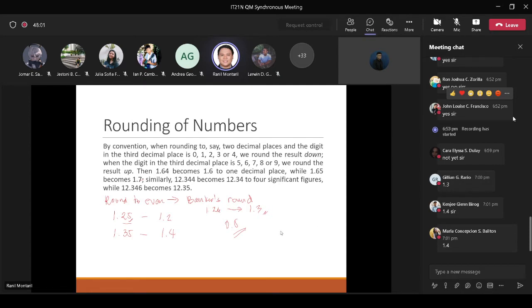Naintindihan niyo kung ano yung tinatawag na bankers rounding, no? Actually hindi yan tinuturo yata sa ibang school, pero alam niyo yung mga medyo nagfo-focus sa mga math related talaga, they know this, no? Alam nila yan kapag sumasali ka sa contest. Okay? All right. Sige.